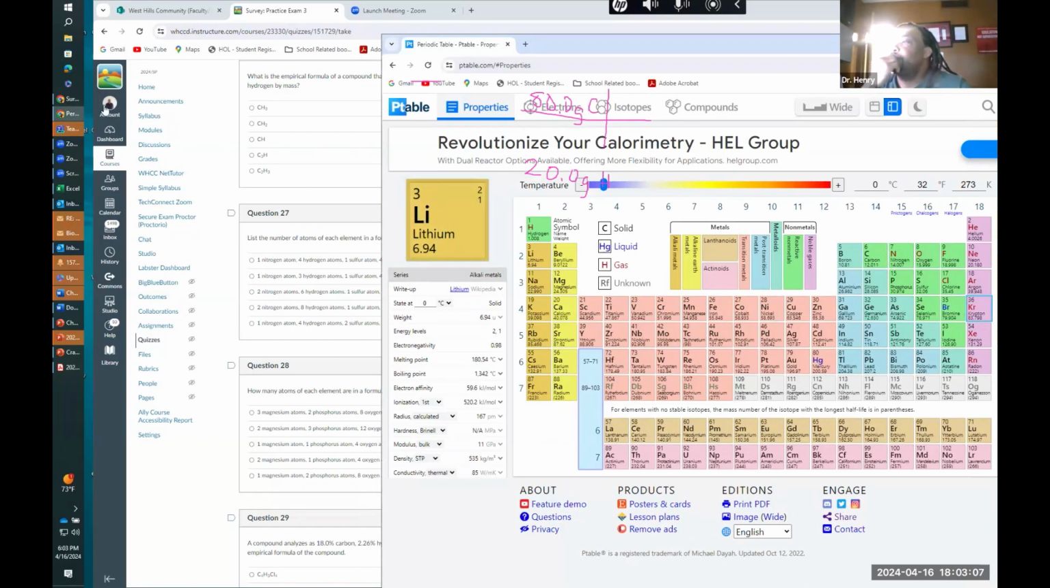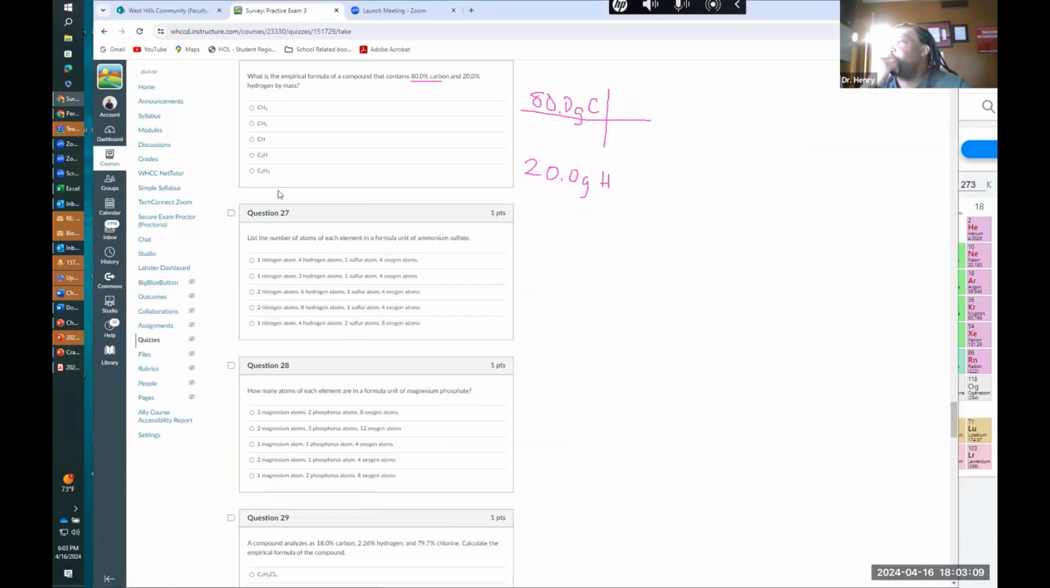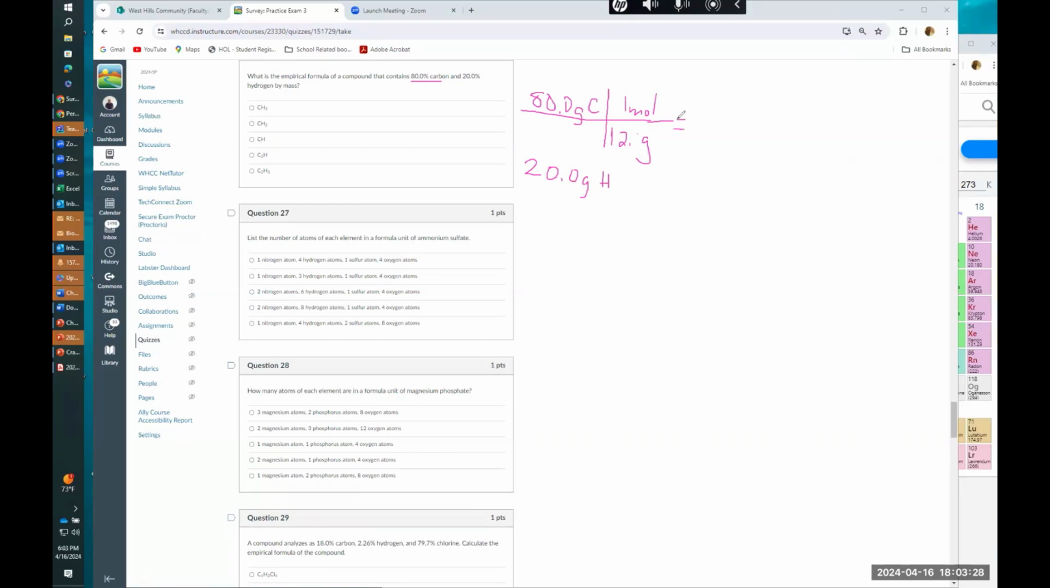And hydrogen weighs 1 gram, right? So we'll divide by 12 grams per 1 mole. And this is going to give me my number of moles, my quantity, right? So 80 divided by 12. Let me see. It's 6.67. That's what we start off with, moles of carbon.